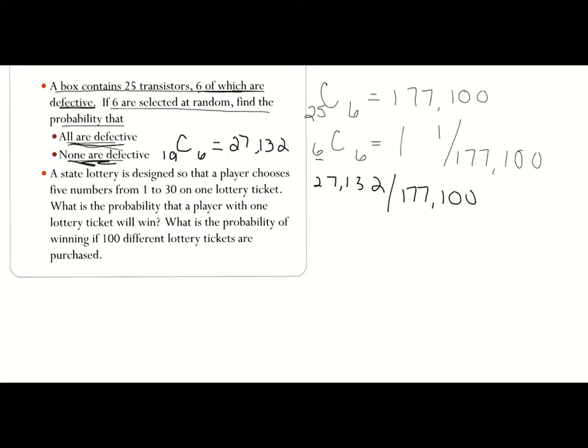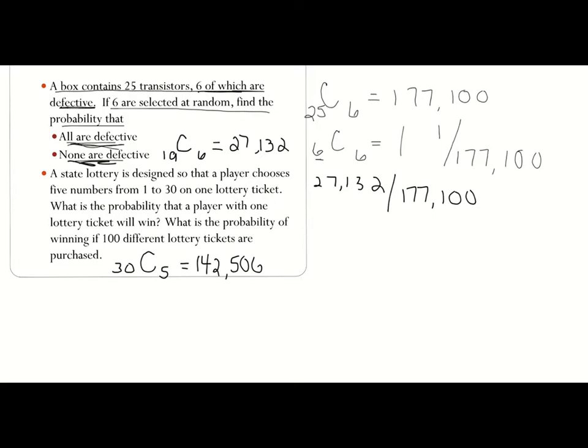Again, this is going to be a combination because the order doesn't matter that we pick the numbers in. We have 30 to choose from. We're choosing 5. So when we find that combination, there's 142,506 ways to pick different lottery tickets, different numbers for it.